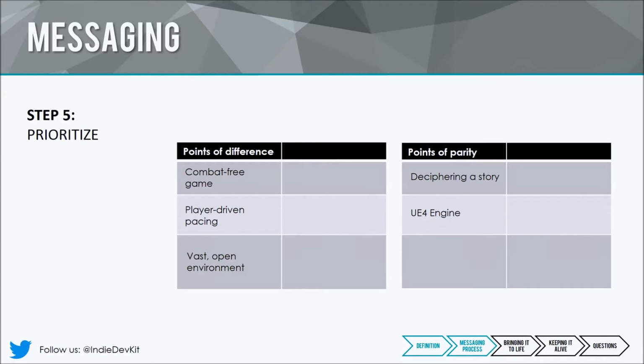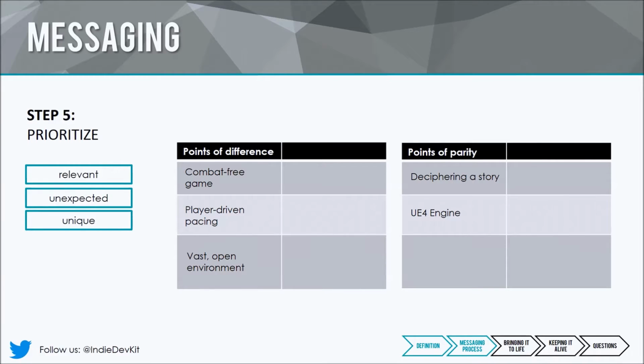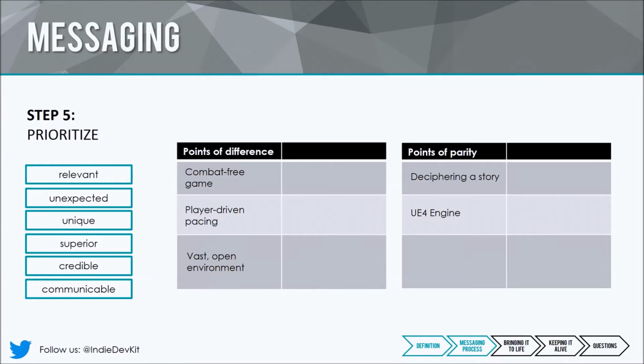After you're done, you start labeling them. Are they relevant or important to your audience? Are they unexpected or surprising to your audience? Are they unique and different compared to your competition? Superior compared to your competition? Are they credible for you to be communicating? Are they easy to communicate? And lastly, are they feasible and sustainable, meaning something that's not likely to be cut from the game? In your one sentence, you're trying to identify the one thing about your game that is all of these things.